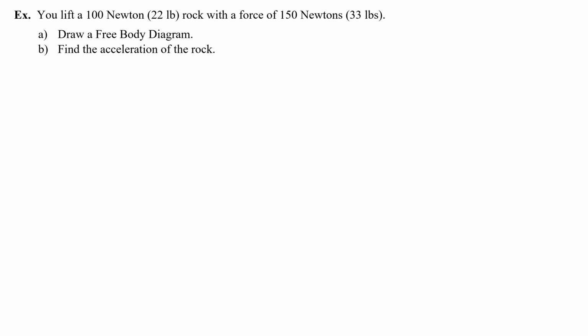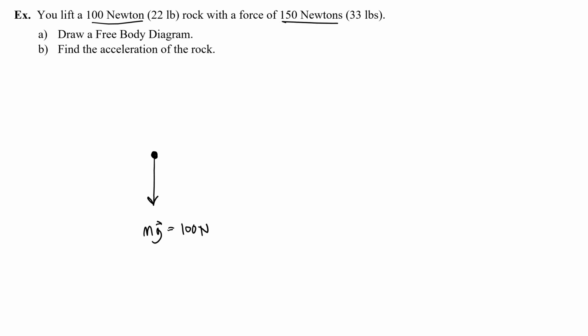You lift a 100 Newton rock, which is about 22 pounds, with a force of 150 newtons, or 33 pounds of force. Draw a free body diagram and find the acceleration of the rock. Okay, so I'm going to draw a dot representing the rock, and then I'm going to have the weight acting down, which is mg, and I know that that weight force is equal to, for the rock, 100 newtons. Okay, so that's the weight of the rock. We use pounds often, but newtons are the SI or metric unit of force, while pounds is the British unit of force. Okay, then you lift up with a force of 150 newtons.